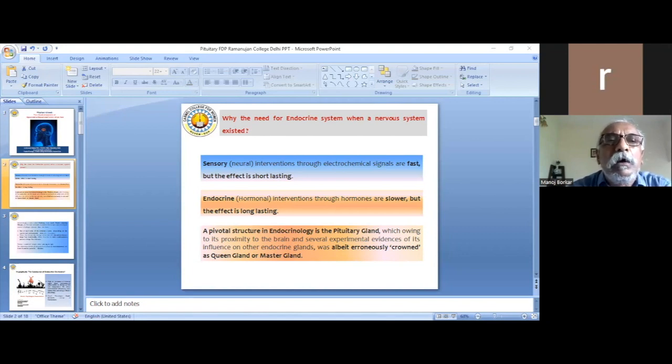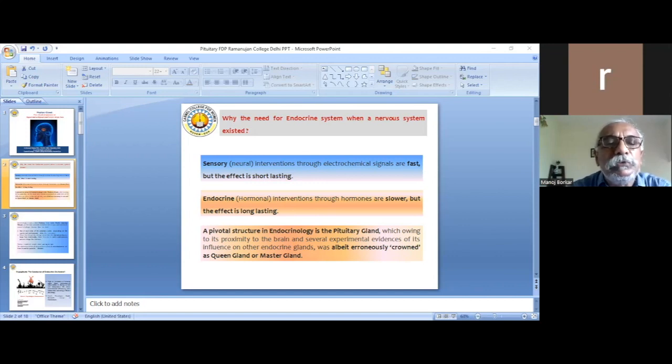In fact, the word hormone itself means to excite. And therefore, it very clearly implies that the secretion of the endocrine glands have a role to play in eliciting response for critical metabolic processes and physiological activities.